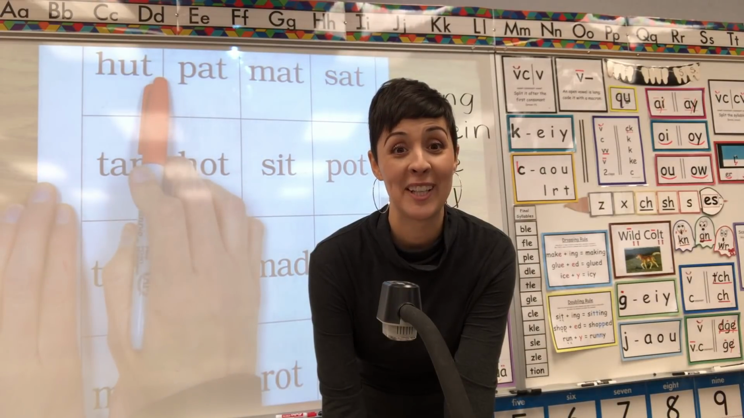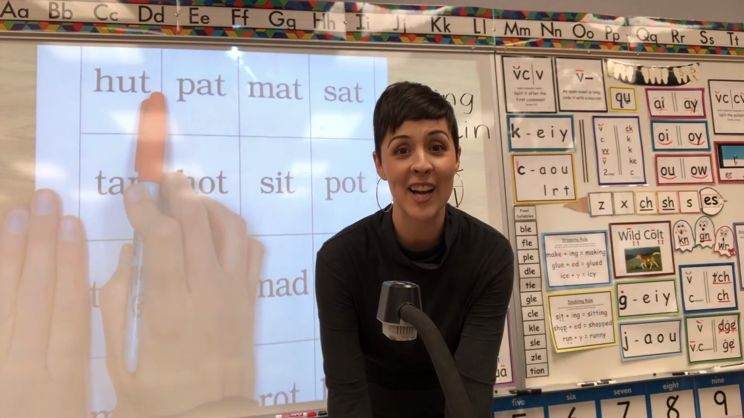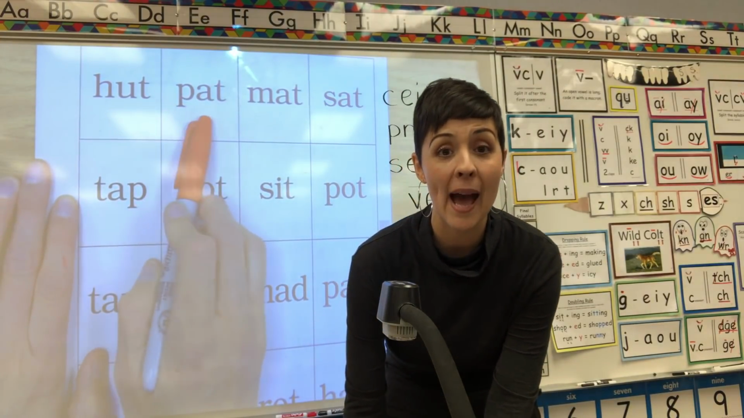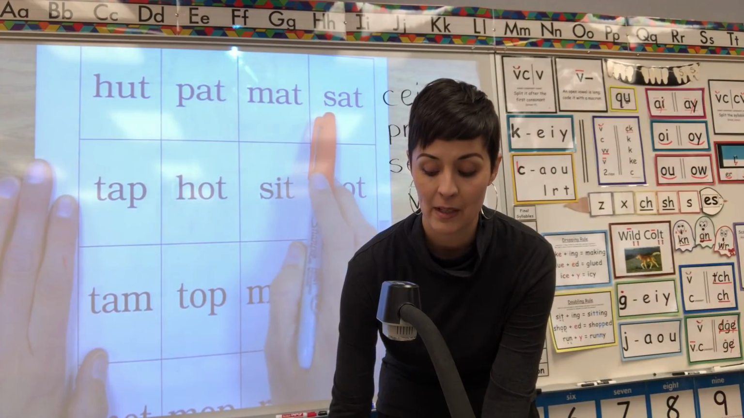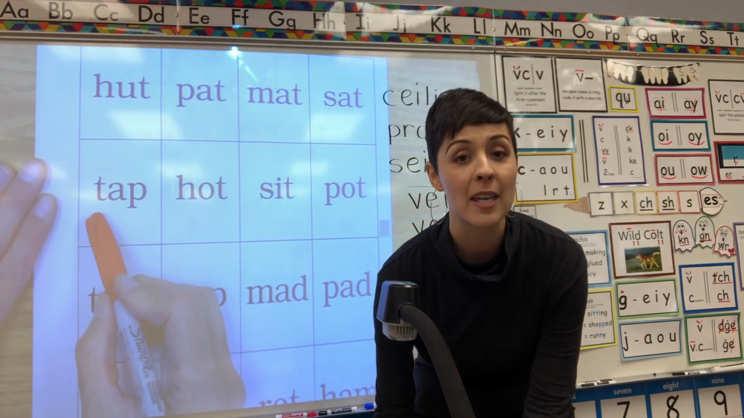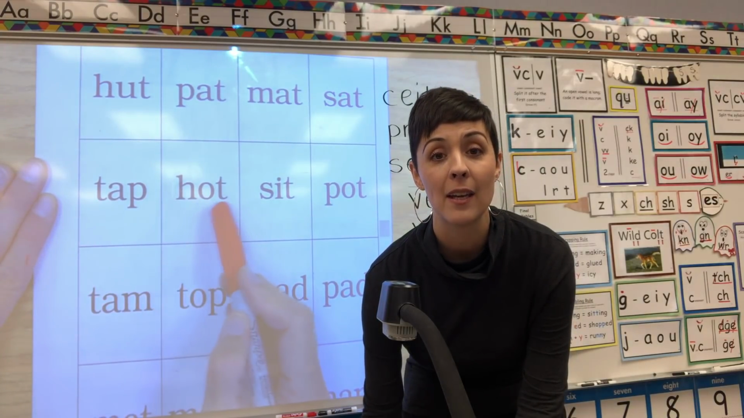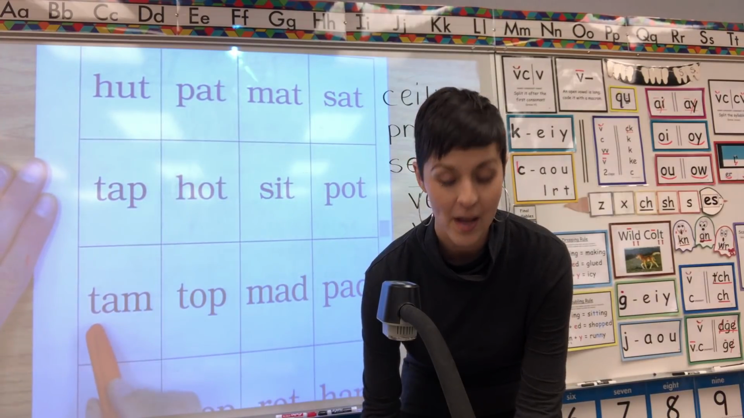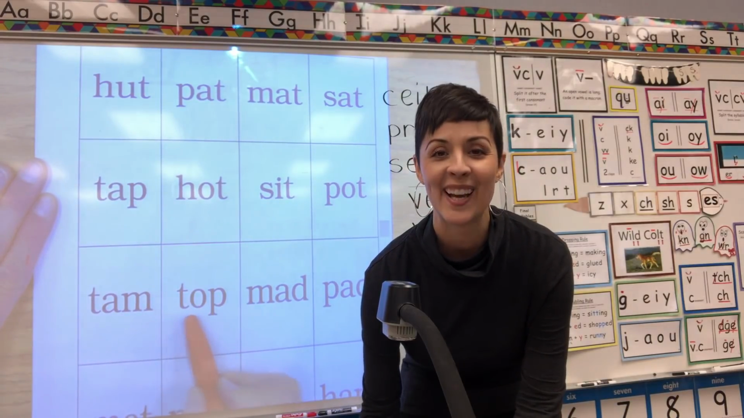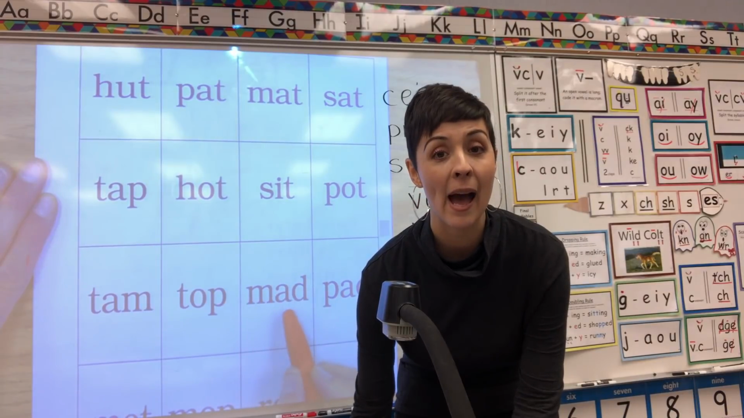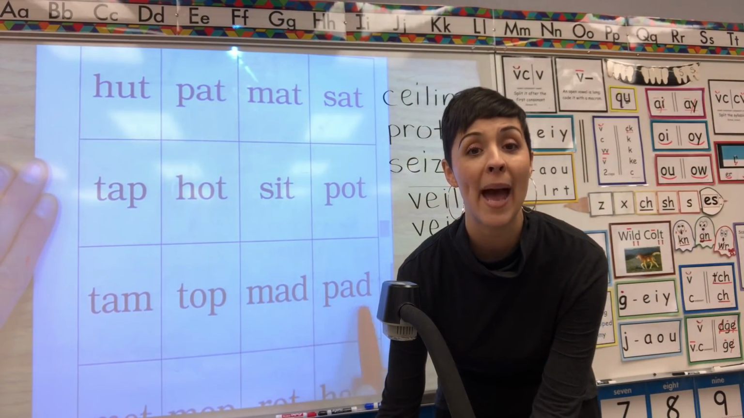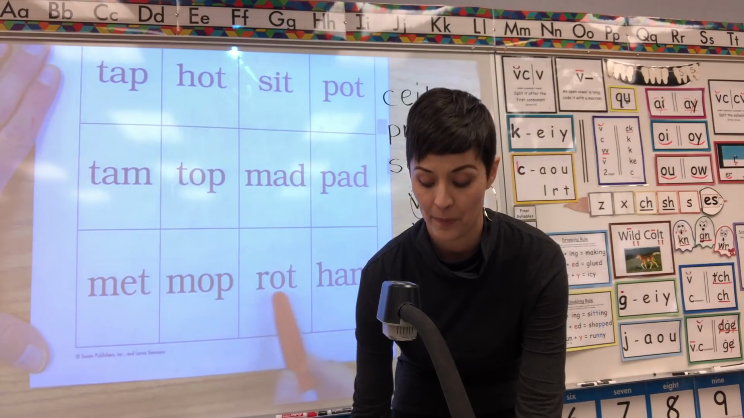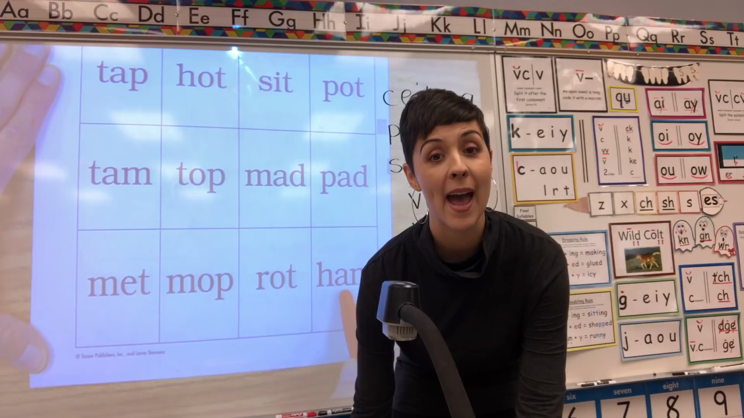Hut. Could we do it? Could we go that fast just through the whole page? Okay, let's try it, starting on the first one. Get ready. Hut, at, pat, at, mat, at, sat. Next row. Ap, tap, hot, it, sit, pot. Next row. Tam, op, top, add, mad, add, pad. Last row. Et, met, op, mop, ot, rot, ham.